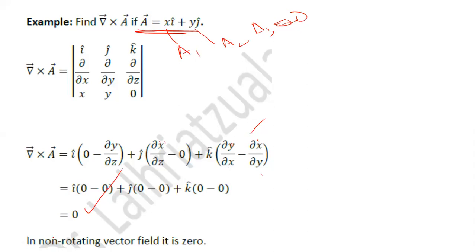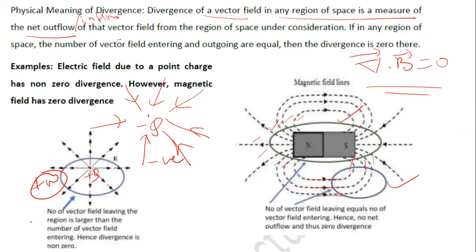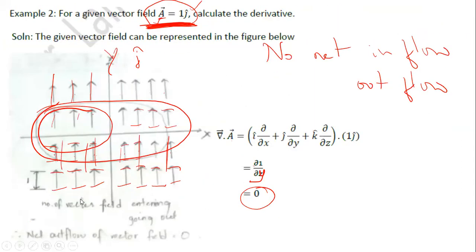Curl of a non-rotating vector field is always 0. If the vector field is not rotating, if the vector field is just a straight line, or if the vector field is not rotation, this will be 0. Right. So where is another example? We have given you another example over here, right?